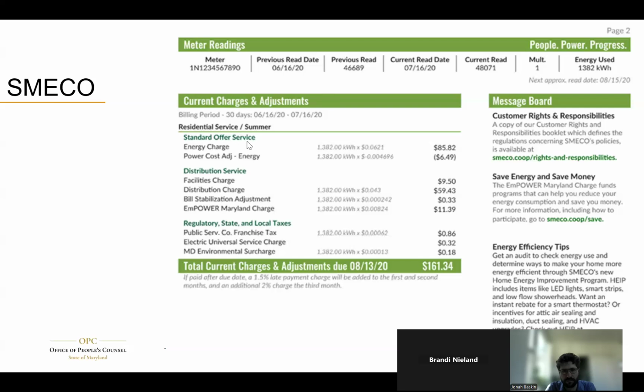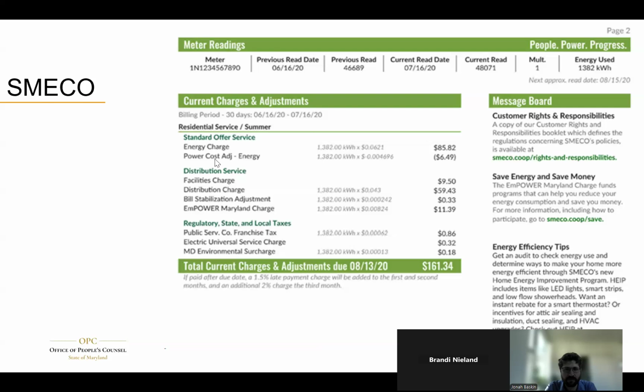Now, standard offer service, we talked about this. This has to do with the actual energy that you use. This is that commodity charge, that fuel charge, and it's going to come under here. So there are two big charges they're talking about here. The energy charge, that's how much you used. So this is, in this case, 1382, which is right up there, kilowatt hours times, this is the price. This is the supply price for this month. This is the SOS, that standard offer service price.